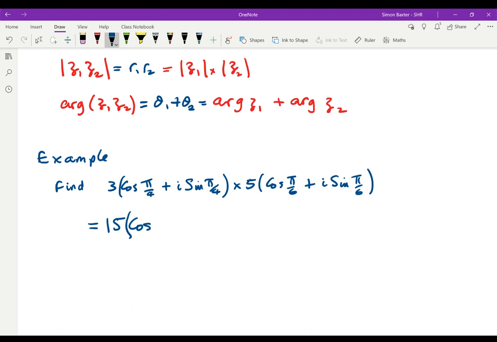Now we need the argument. When we multiply two numbers, we add their arguments. Pi by 4 plus pi by 6. That's 3 pi by 12 plus 2 pi by 12. And so my argument is 5 pi by 12, giving 15 cos 5 pi by 12 plus i sine 5 pi by 12.